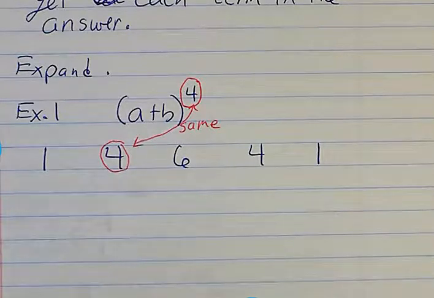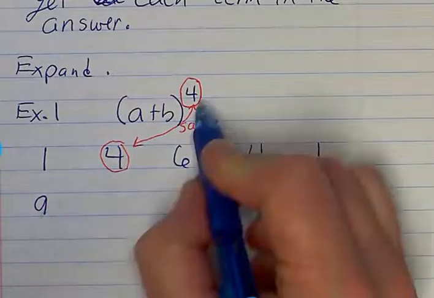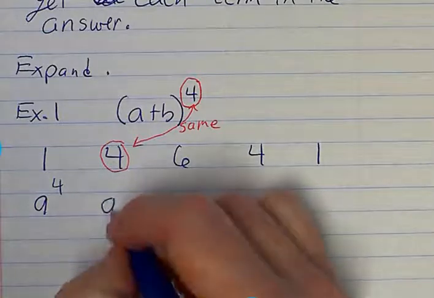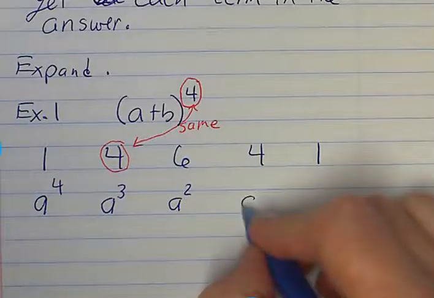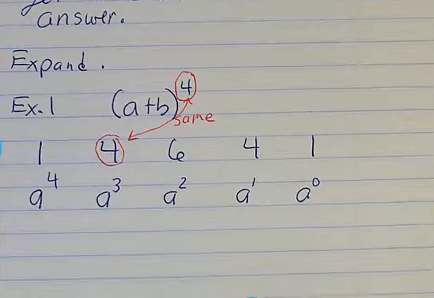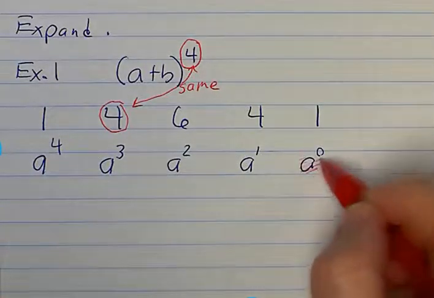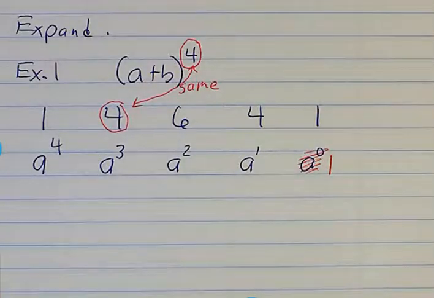Okay, then we're going to take the first term, which in this case is a, and you're going to start with a to the 4th power, because that's where we start. So this one's going to be a to the 4th. Next one is a to the 3rd. The next one is a squared, a to the 1st, and then we finish out with a to the 0 power. As soon as you get a to the 0 power, you can go ahead and scratch through this one and just call it 1, because anything to the 0 power is 1.